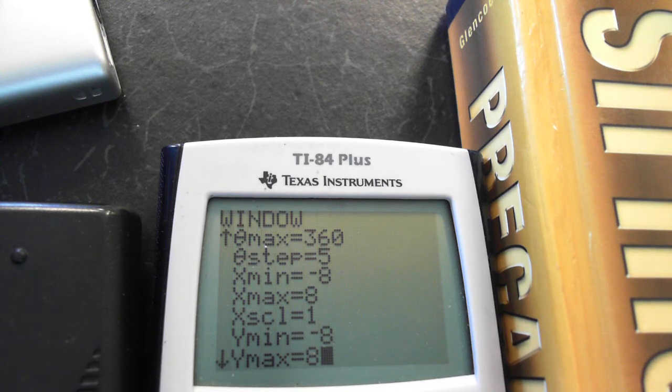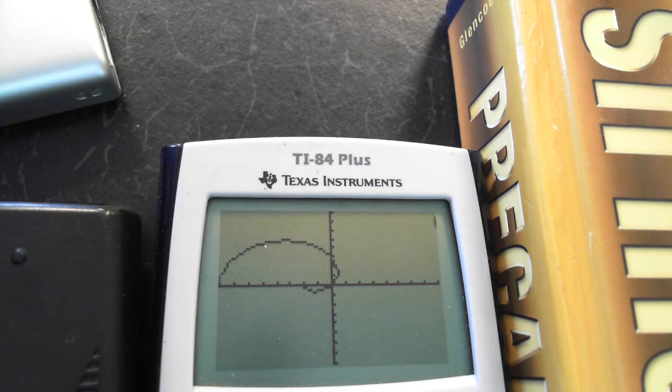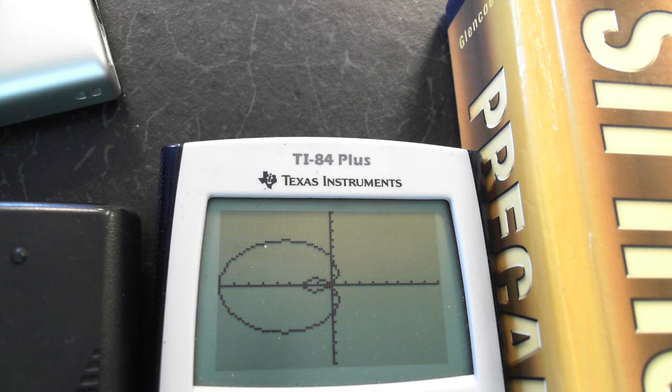Graph it. He's going to graph it. Fortunately, he just caught the left side on the wall of his window. Nice.